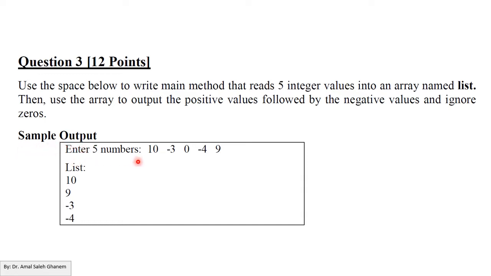Enter 5 numbers, and if the user says the numbers are 10, minus 3, 0, minus 4, and 9, then the output we have to say 10, 9, minus 3, and minus 4. So I have to output 10 and then 9 because these are the positive numbers. And then again I have to go back and output the negative numbers, which are minus 3, minus 4, and I should not do the output of the 0.